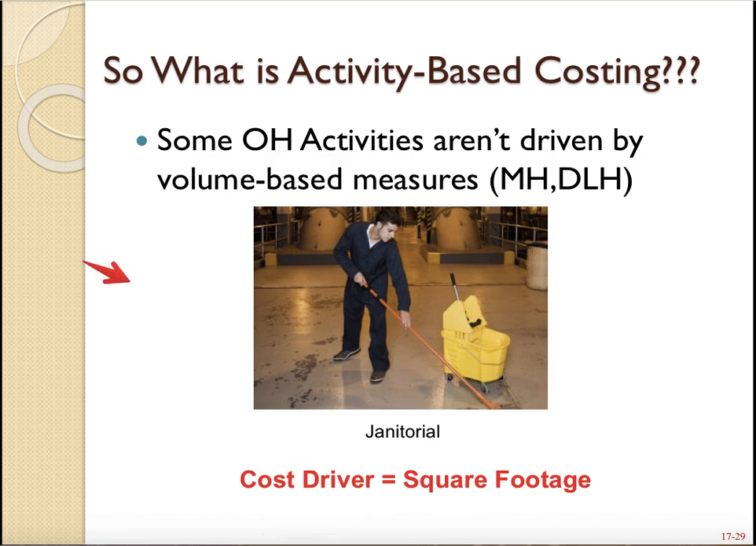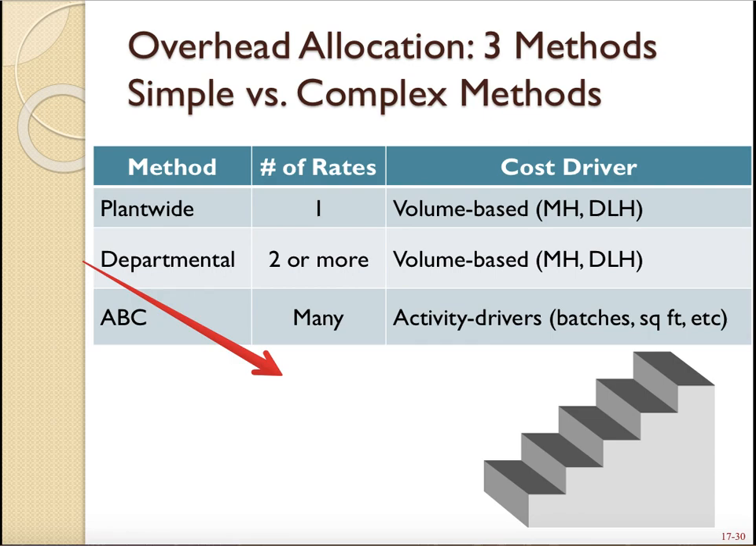Take, for example, the janitor. Is the janitor's time really impacted by how many hours the machine runs or how many direct labor hours the other workers work? It's not. A better cost driver for the janitor might be something like square footage, right? Like how big is the factory space that he has to clean? So for situations where volume-based drivers don't make sense, you might want to use activity-based costing. And what activity-based costing does is it has many rates for different activities, regardless of which department it's in, because the janitor cleans in all departments. And the cost driver is based on the activity drivers, whatever makes sense for those activities.